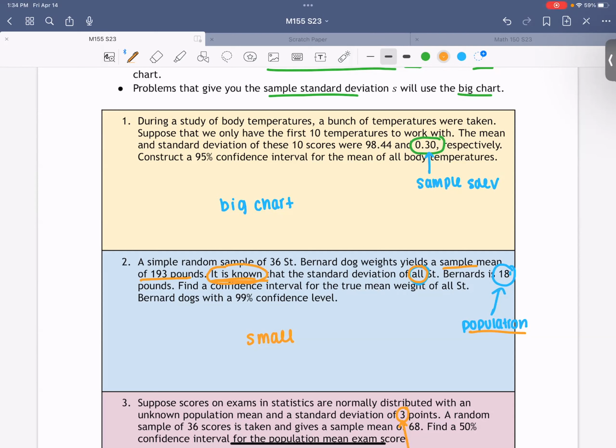Standard error, is the formula the same? It's kind of the same. What's different though? It's sigma instead of S, so that changes there. Is the margin of error formula the same? Yes. Is the interval the same? Yes. Is the interpretation the same? Yes, right. So everything's the same except for this formula and the assumptions. And the chart for the critical value.